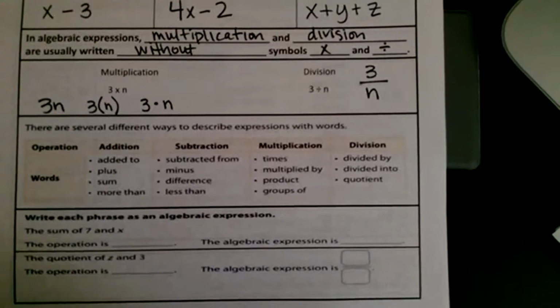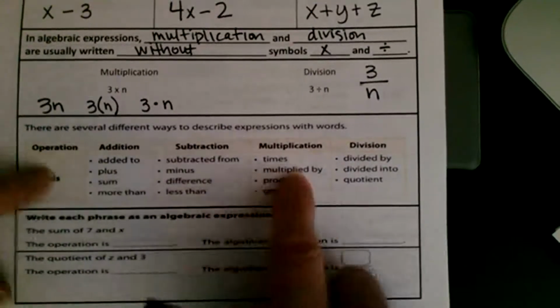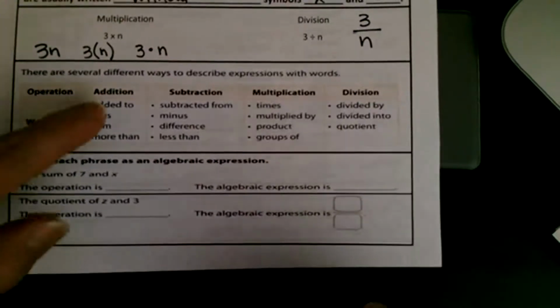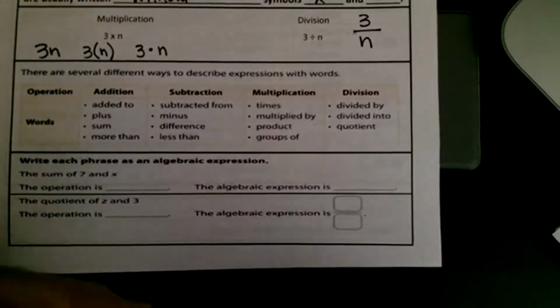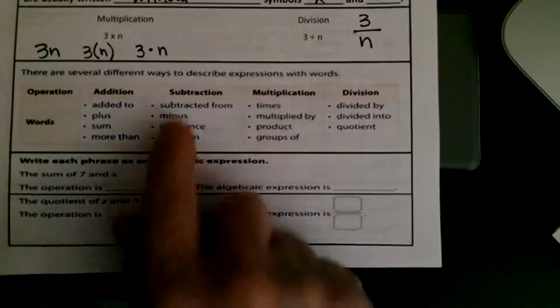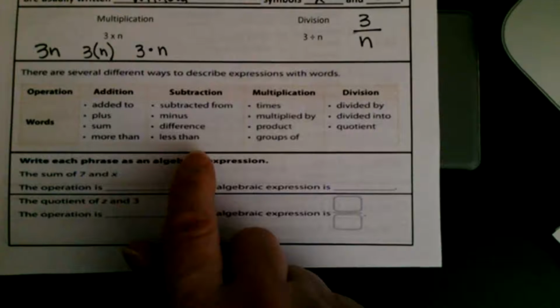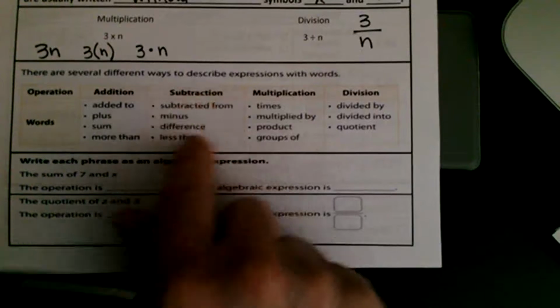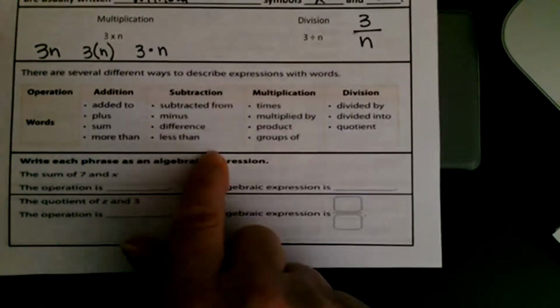So when you do your practice, it's going to be asking you to write algebraic expressions from words or from situations, okay? So this is a list of words that you might see, and it'll help you to know what operation they're talking about. If you see added to or plus or sum or more than, that's going to probably be addition. There are other words that could mean addition. This is just some of the words. Here are some words that mean subtraction. Subtracted from, minus, difference, less than. If you see those words, you're talking about subtraction.